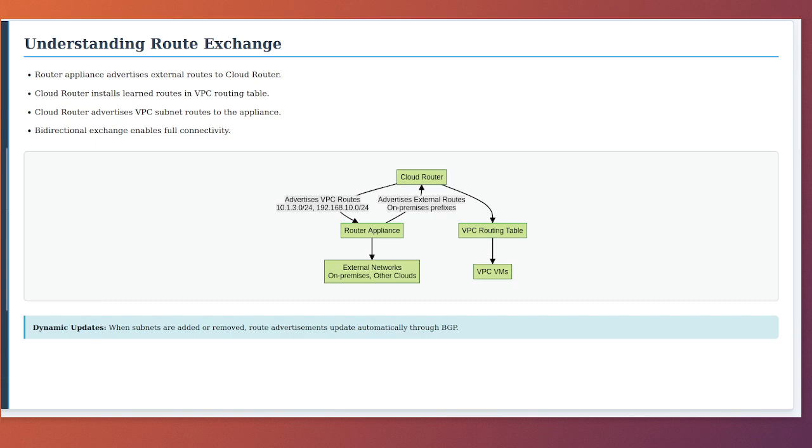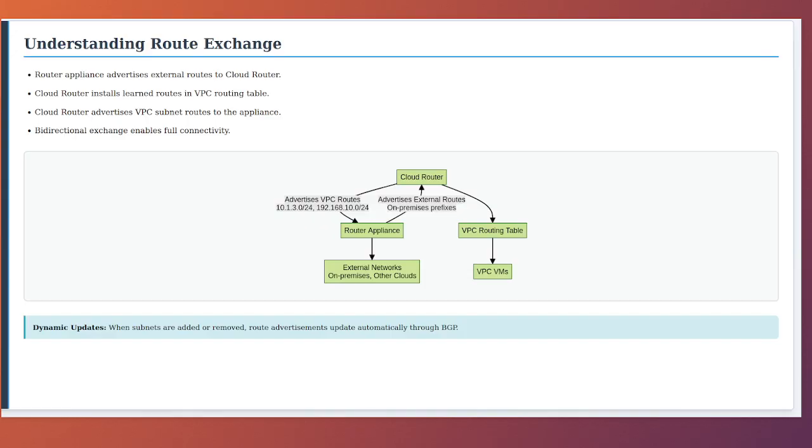Similarly, the cloud router advertises VPC subnet routes to the Router Appliance. The appliance learns these routes and can forward them to other BGP peers, such as an on-premises router. This enables on-premises systems to reach resources in the VPC network. Let me explain the route exchange diagram in detail. The diagram shows the bidirectional flow of route information through the BGP sessions.